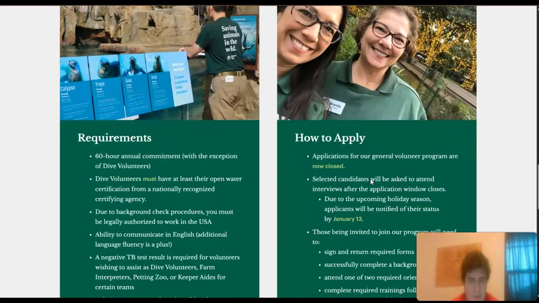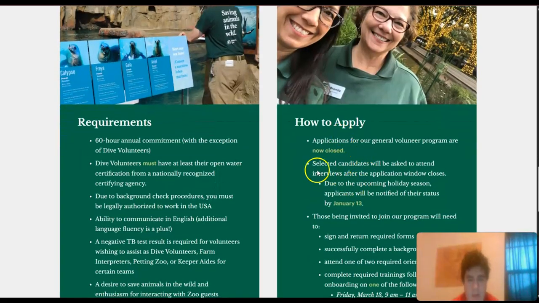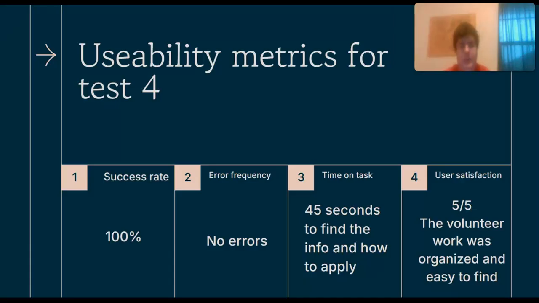Scrolling further down, we can see when the volunteer program is allowing applicants. The usability metrics for task 4 are as follows. Success rate was 100% because I found the end result, which was how to apply and the info about volunteer work. There were also no errors with the situation because of how organized everything was.